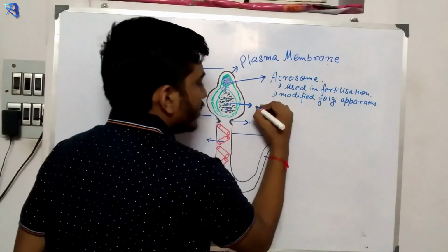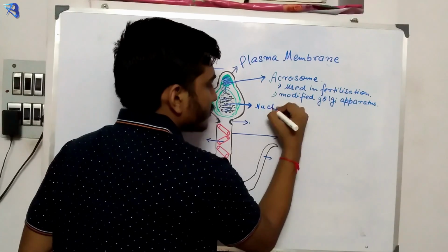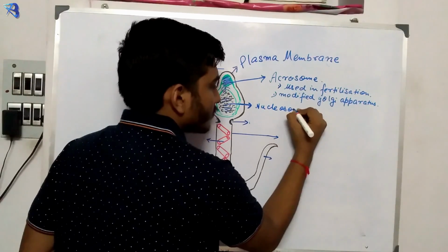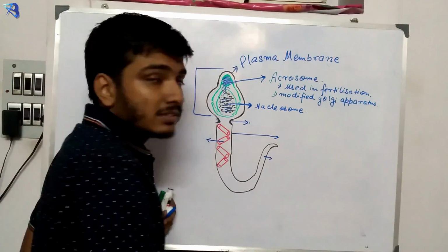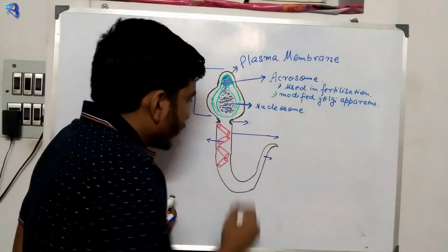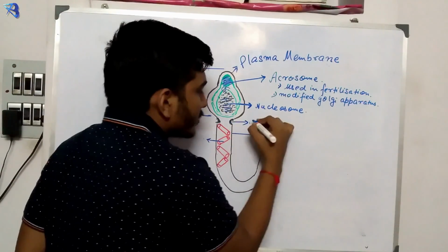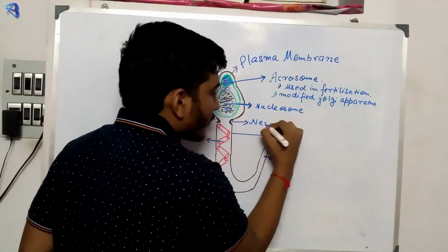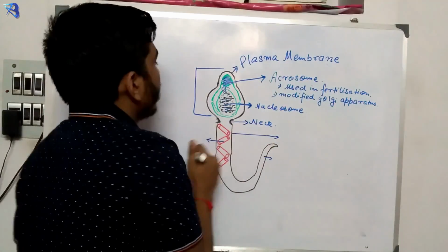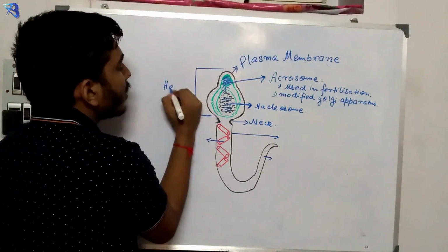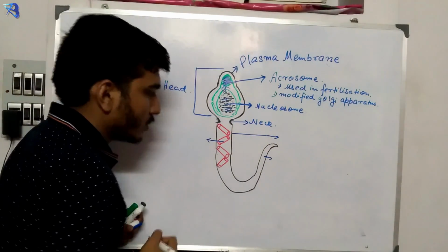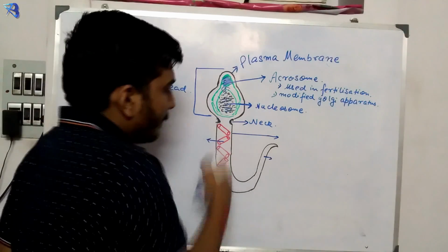This part is the nucleus, which contains the chromatin material. This constricted part is known as the neck portion. These three parts make up the head portion. Okay, this is the middle part.